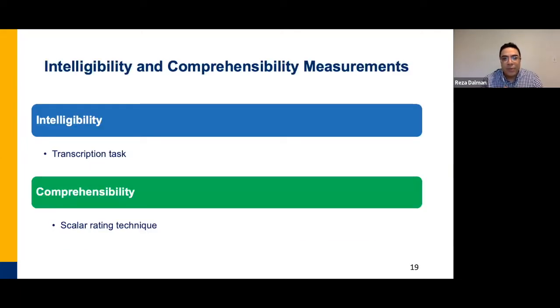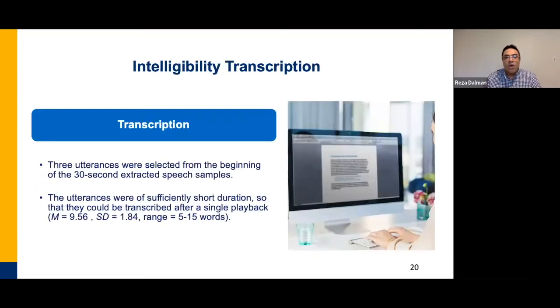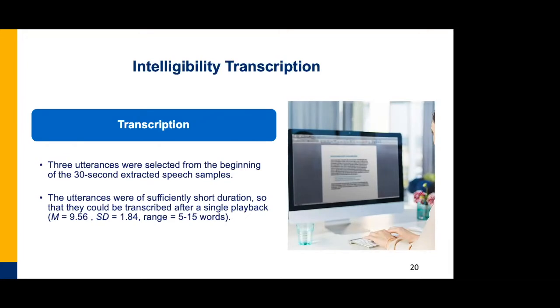Intelligibility was measured through a transcription task, and comprehensibility was measured through a scalar rating technique in this study. For intelligibility transcription, I selected 3 utterances from the beginning of the 30-second extracted speech samples, and each utterance was of sufficiently short duration so that it could be transcribed after a single playback. Each utterance ranged from 5 to 15 words. They were short so that the raters could listen and transcribe them after listening to each utterance only one time.